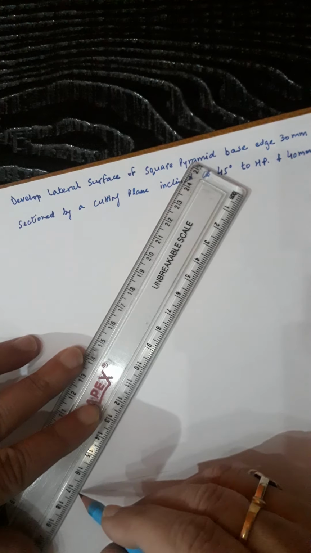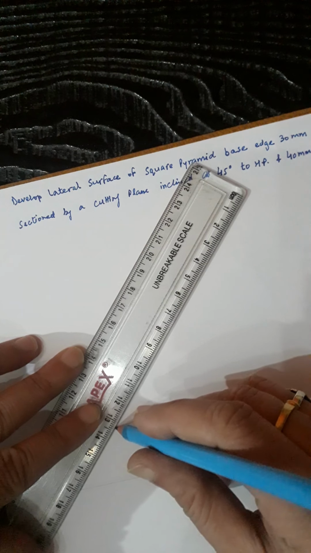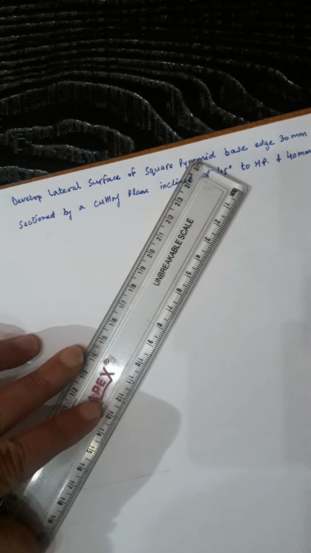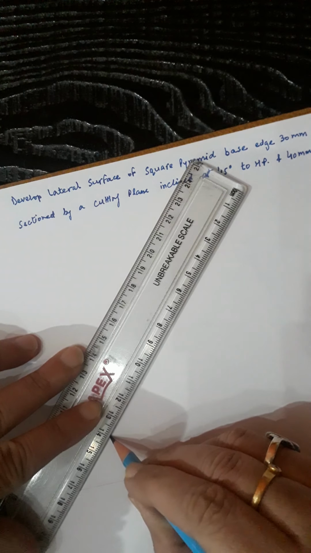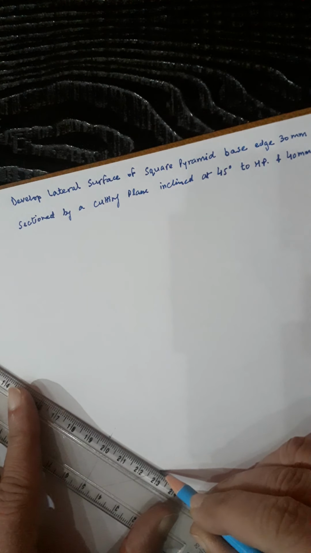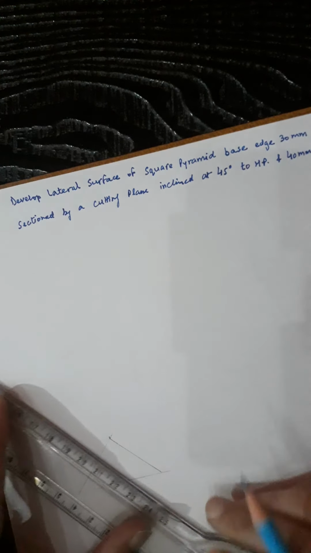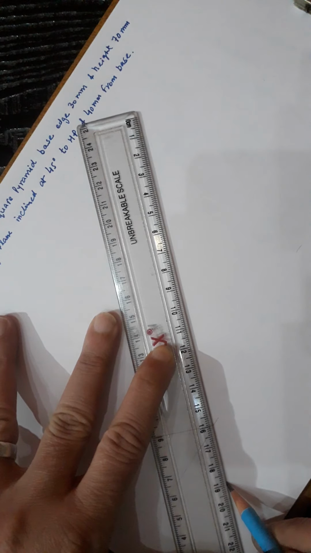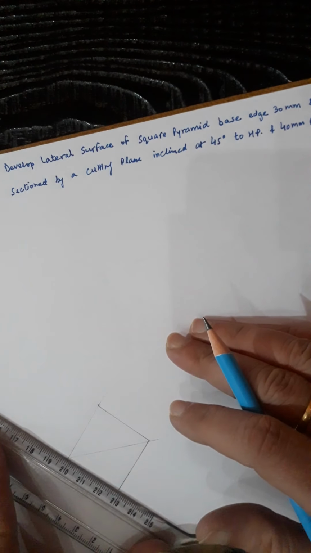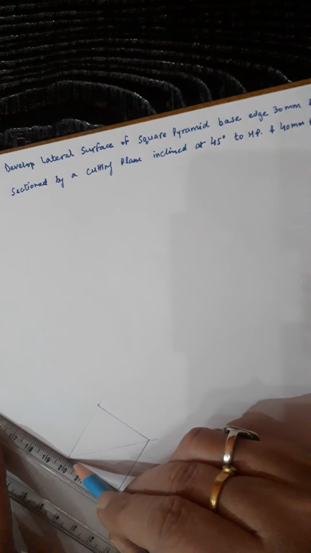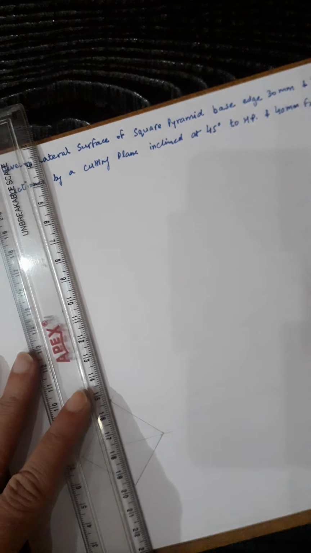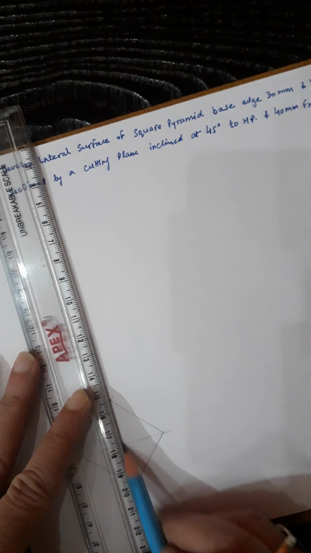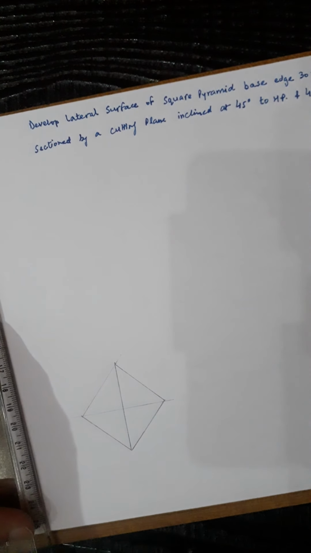So I will be drawing a 45 degree line in the top view, and its edge is 30 mm. You can check it is 30 mm. Now I will be making again this 45 degree to this baseline. Again you can join this 45 degree line. So all the edges will be 45 degrees. So I will be joining these diagonals as well. So this is the top view.